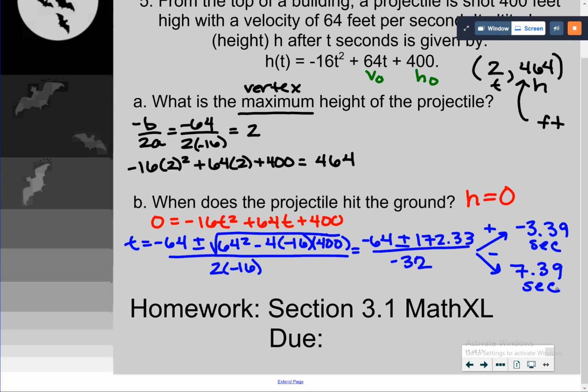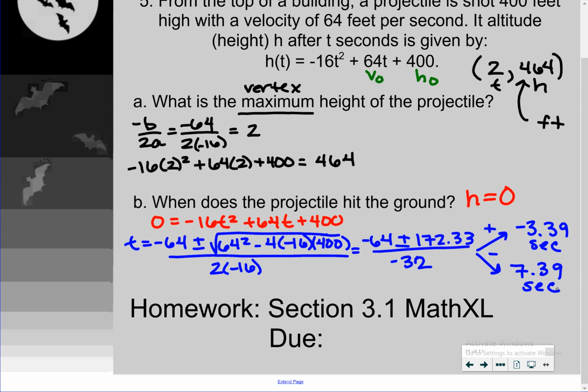Do both of those answers make sense? What doesn't make sense? Yeah, it's not going to hit after negative seconds. Does that number work in the equation? Yeah, but does it make sense in real life? No. It's outside of the domain.